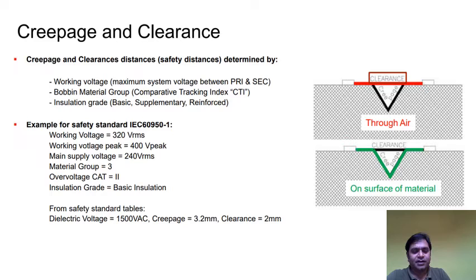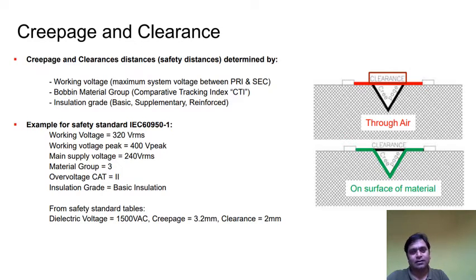The next important thing is the creepage and clearance requirements. What is the creepage and what is the clearance? We will discuss it in detail. Creepage and clearance distance is determined by the working voltage, the maximum system voltage between the primary and secondary, the bobbin material group by comparative tracking index CTI, and then the insulation grade, like what kind of insulation is required: basic, supplementary or reinforced.